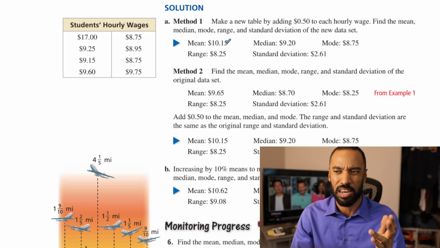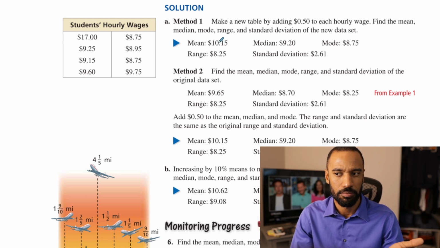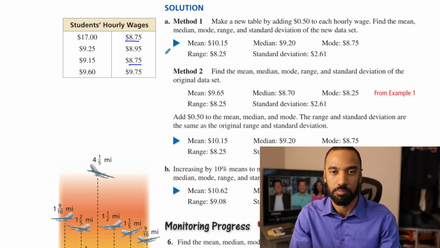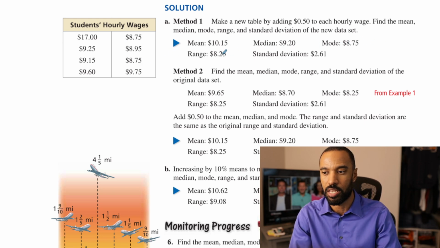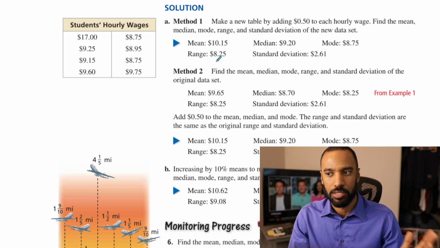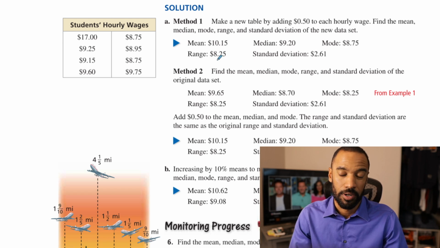But now the new mean is $10.15. Remember, it was in the $9 amounts. The new median is $9.20 instead of, I think, what was $8.70. And the mode is $8.75. Remember, that was $8.25 because, well, these got 50 cents larger, and that one's just as frequent. It's more frequent than the rest, so it makes sense that's 50 cents bigger. The range and standard deviation we didn't do the first time, but you can bet that that's what they were.